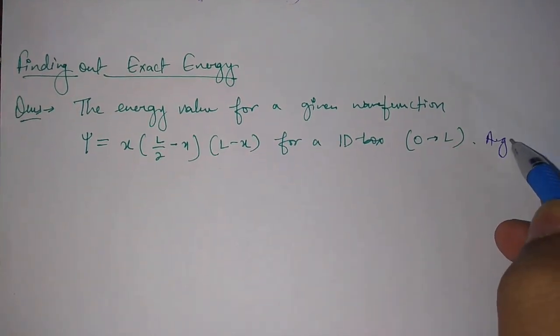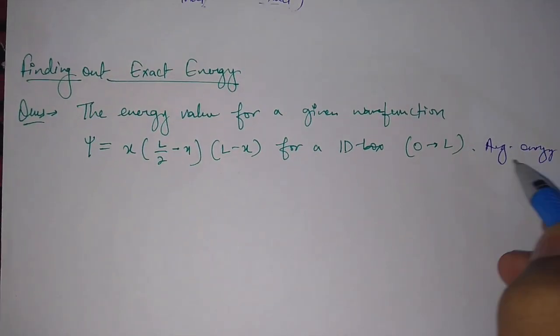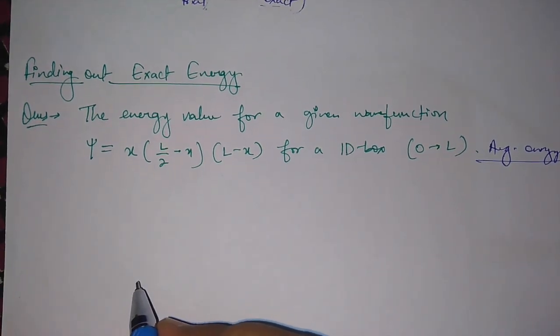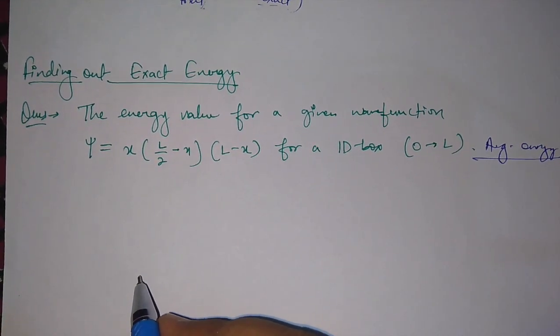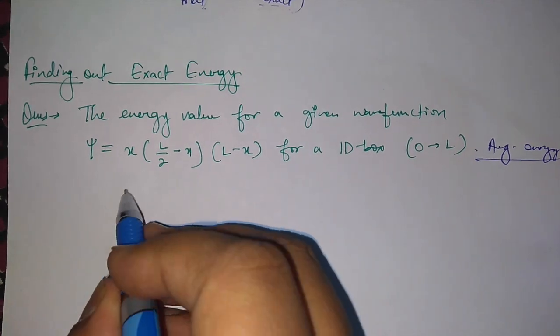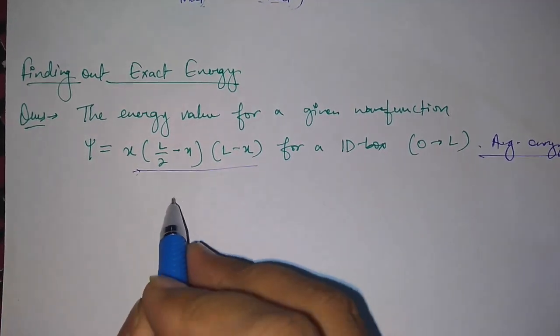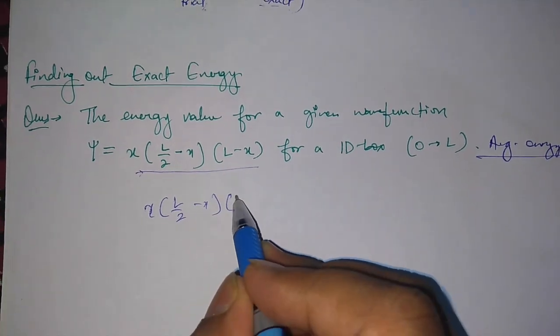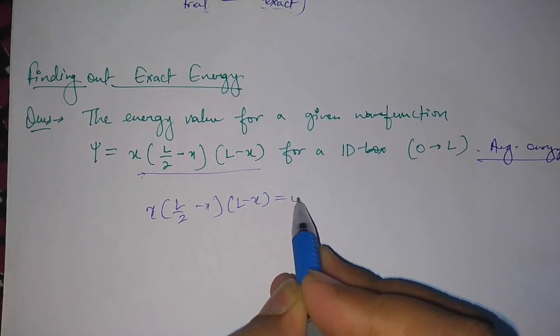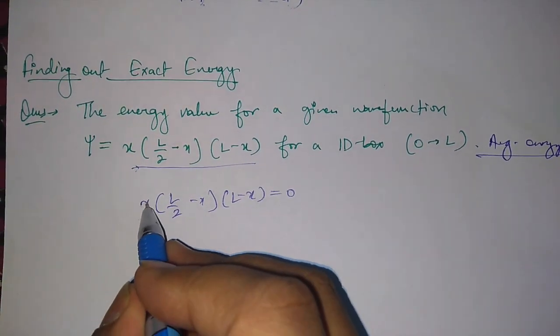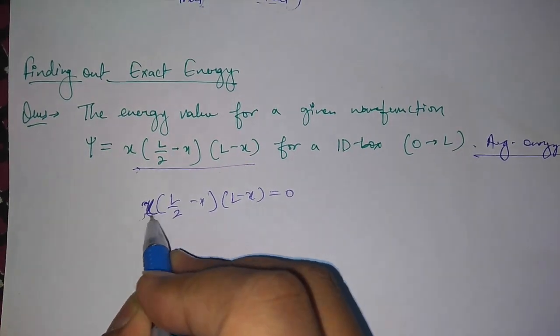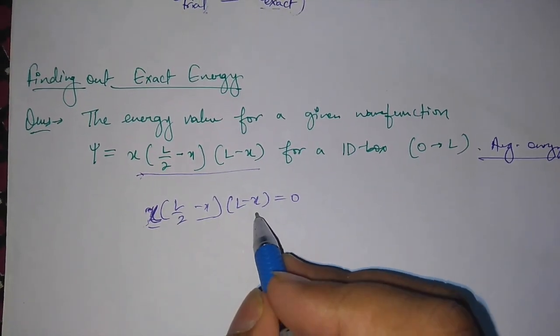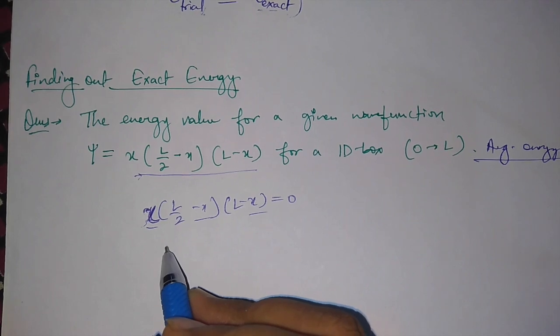So how to do that? First of all, you have to find the number of nodes over here. How to find the number of nodes? You just have to put your wave function equal to 0. So x(L/2 - x)(L - x) = 0. Now what are you going to get? You are going to get 3 values of x, because you have 3 x terms over here.